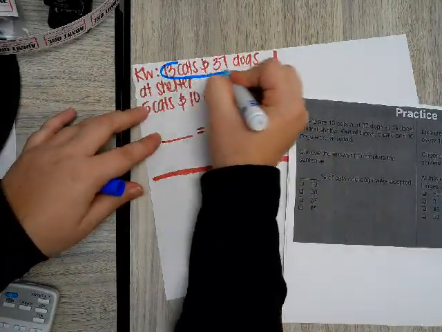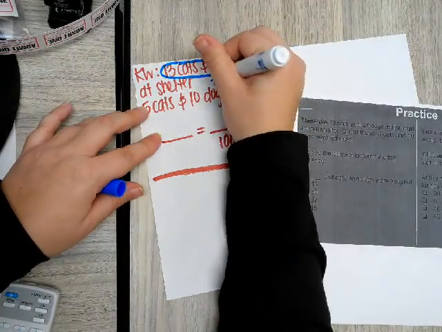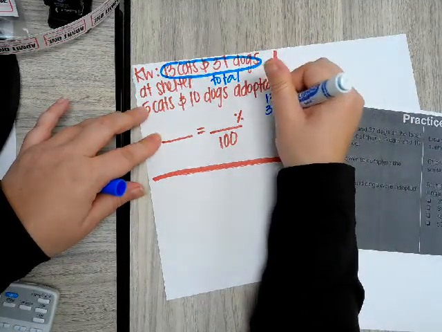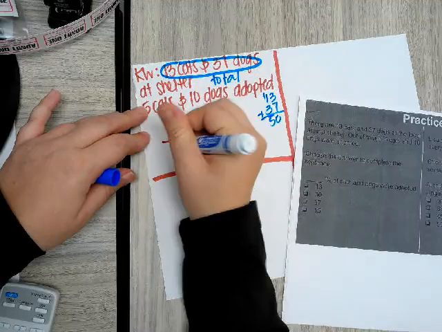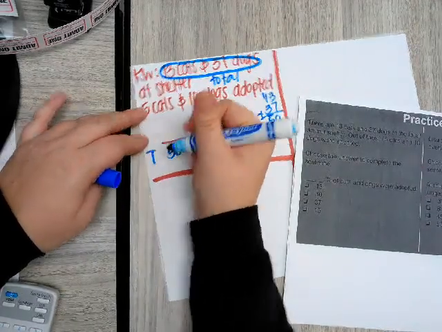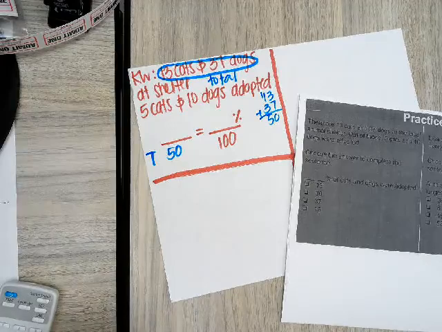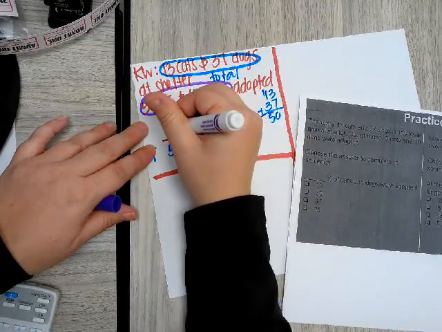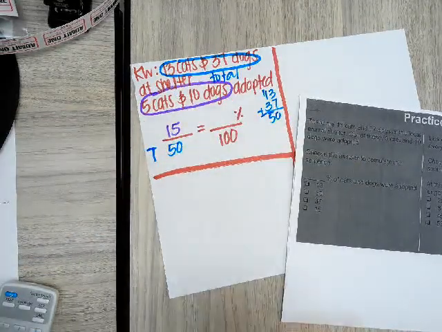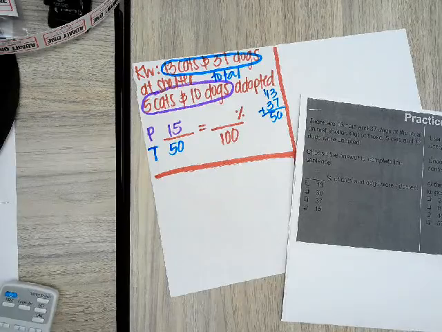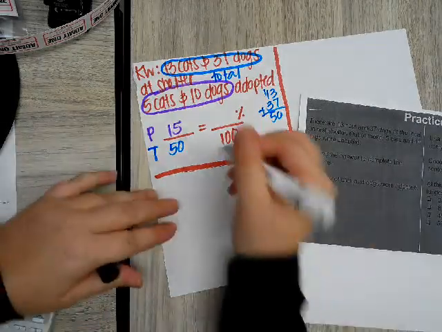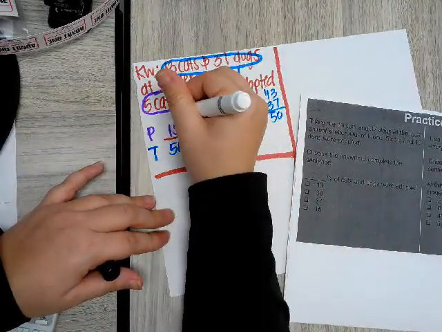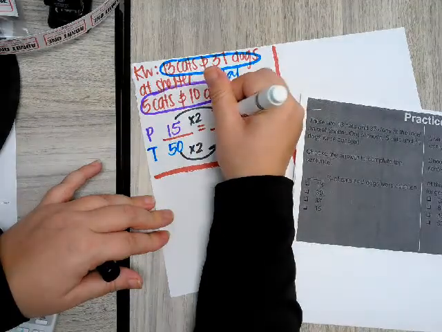So if I look here, this is my total. 13 plus 37 equals 50. So this is my total. This is my part because only some of them got adopted. So that's 15. Alright, so now, how do we get from 50 to 100? We times 2. So whatever I do to the bottom, I have to do to the top. So I get 30%.